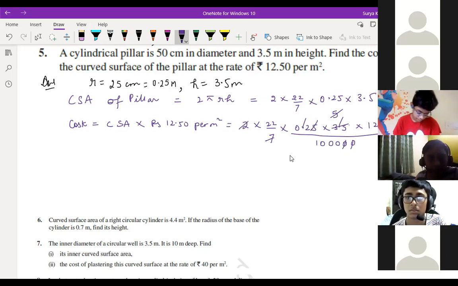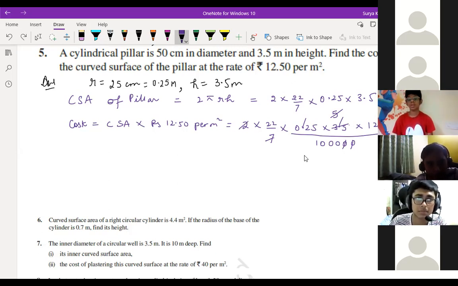Where did we cancel off the decimals? Where did we cancel off the zeros with the 10,000, 100,000? What 0 from the decimal? If you remove that 0 one. 0.25, 3.5, 12.50. Where did we cancel off those, sir? When we divided by 100,000, did we cancel them? Yeah. Okay.